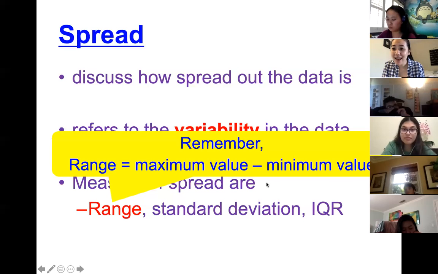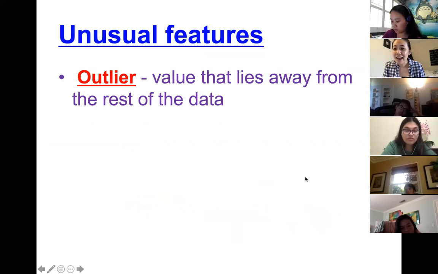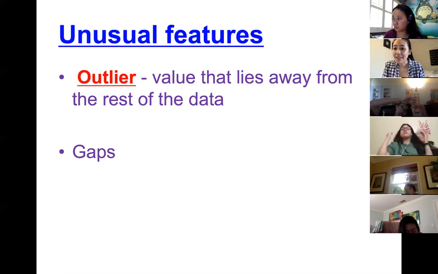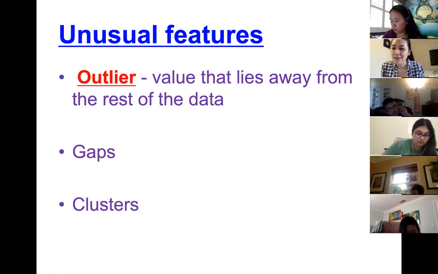All right, now the last letter is just unusual features. Anything strange that is happening in your graphs, like outliers, you would want to mention. You're like, oh, there's a low outlier at 50, and there's a high outlier at like 90. An outlier is just a value that lies far away from the rest of the data. You can mention any gaps in the data. If you see, oh, there's no data between this number and this number, you can mention those. Or there's clusters, like a small cluster in this area, and then the rest of it's here. These are things you want to mention if they are there.